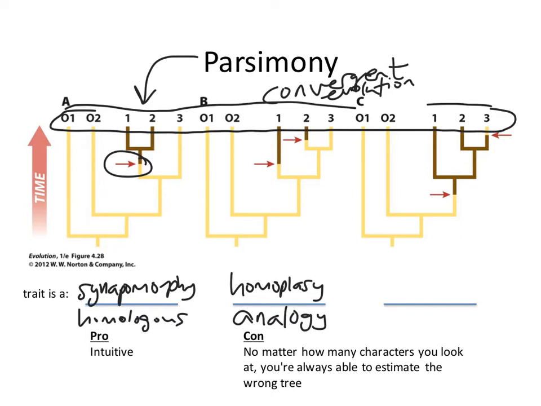What about tree C? Which 2 species, if you were just looking at parsimony, you would say species 1 and 2 are most closely related because they share that brown coloration? Bless you. Thank you. Yeah.